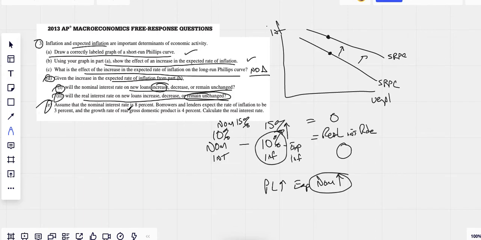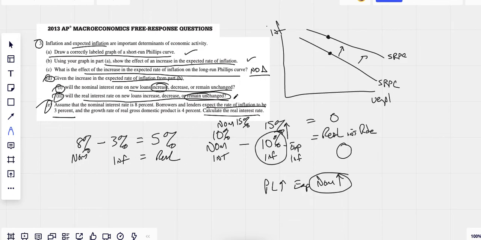E, assume that the nominal interest rate is 8. Borrowers and lenders expect the rate of inflation to be 3. The growth rate of real GDP is 4. That doesn't affect us, I don't think. Minus the 3%, shouldn't our real interest rate be 5%? Nominal minus inflation should equal real. All right, guys, I think that's right. And I'll check that. If not, I'll do it again.